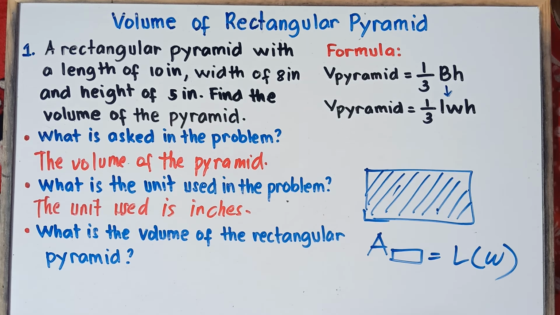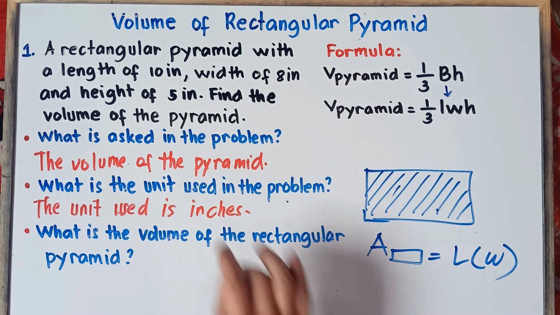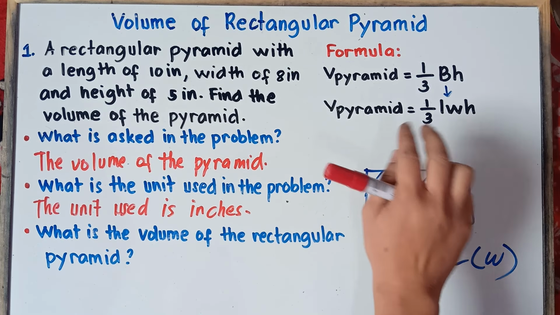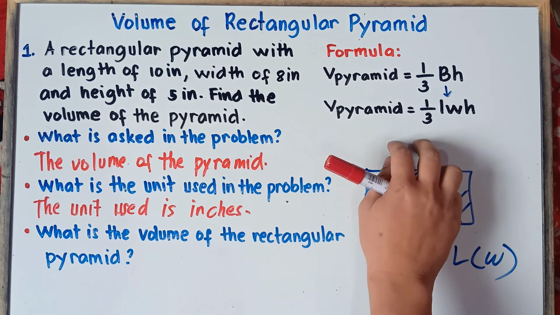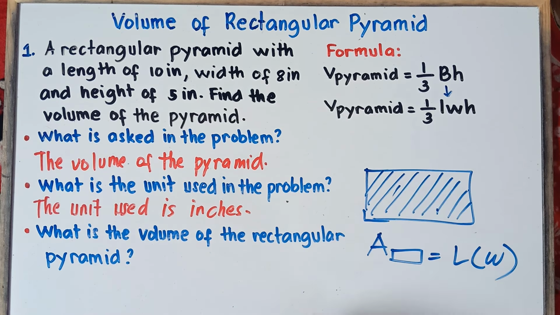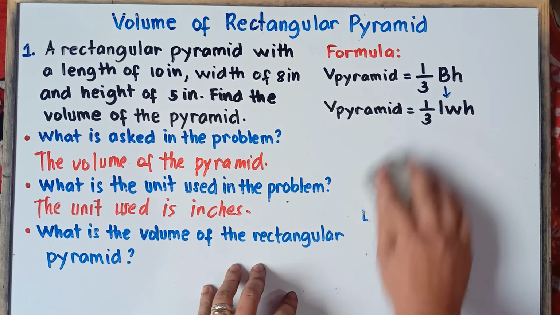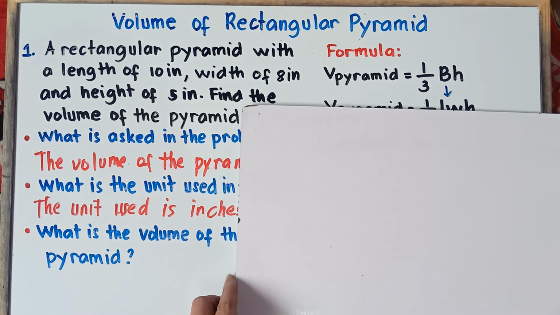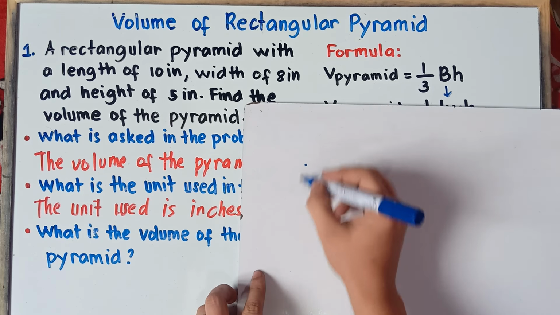Alright, and then the third question, what is the volume of the rectangular pyramid? So we have given length, width, and height. So therefore, we will be using the second formula. Class, you can illustrate this one for you to really understand the problem. Since we don't have enough space, let me just illustrate this one. It's better for you to illustrate this to be guided.